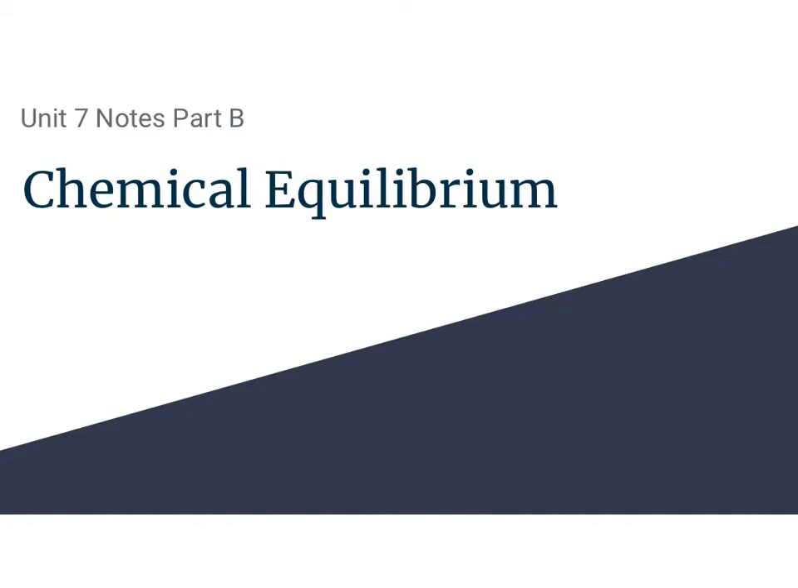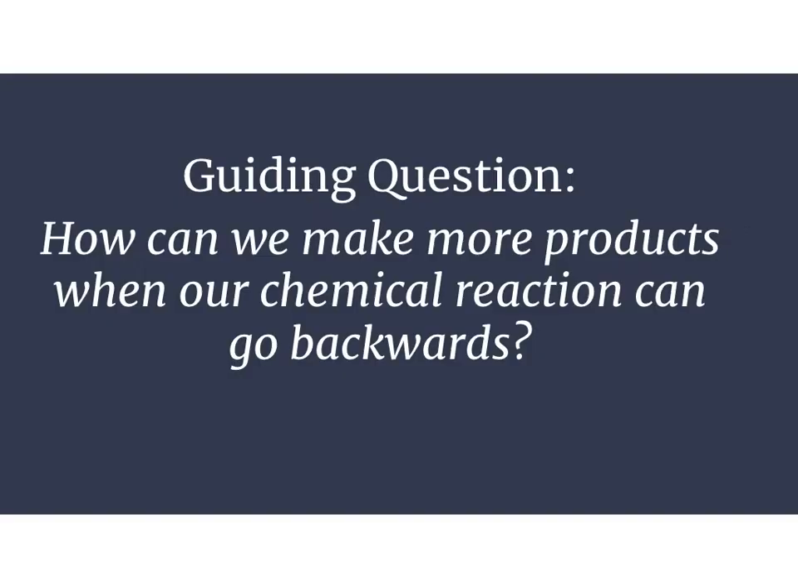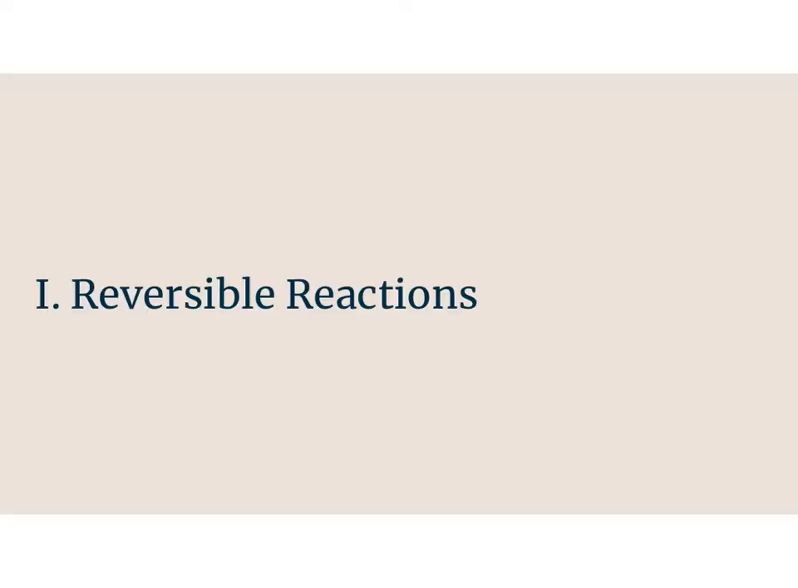Alrighty, it's time for part B, chemical equilibrium. You guys have some experience with this already from the gizmo, so let's dive right in. We are answering, how can we make more products when our chemical reaction can go backwards, right? We have these reversible reactions, so how do we get the most products if the reaction can go in both directions? So let's start by reviewing our reversible reactions.